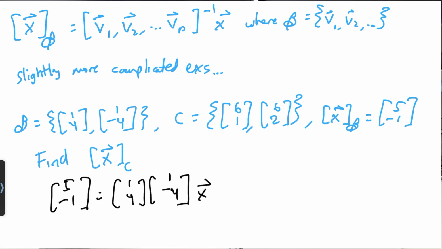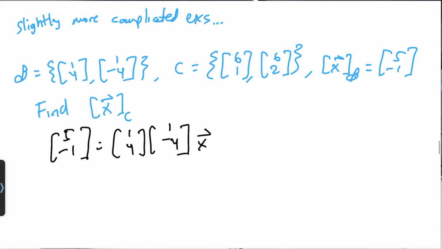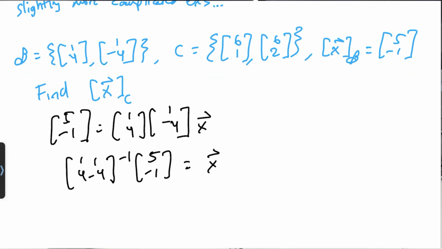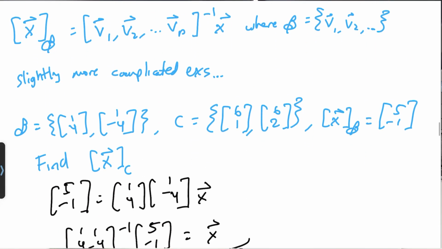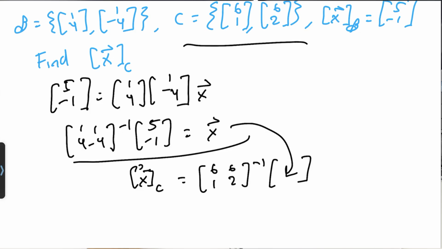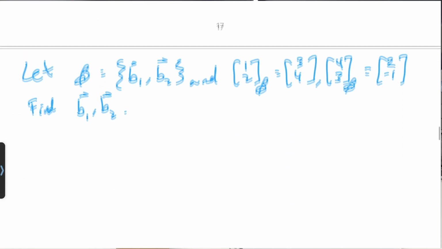Once again, you can multiply by an inverse on both sides. Just like that, I multiplied the inverse with this, which became the identity, so I got rid of it. And that is your answer for x. And now that you know what x is, and you know what c is, you can find what x of c is right here, just like so.